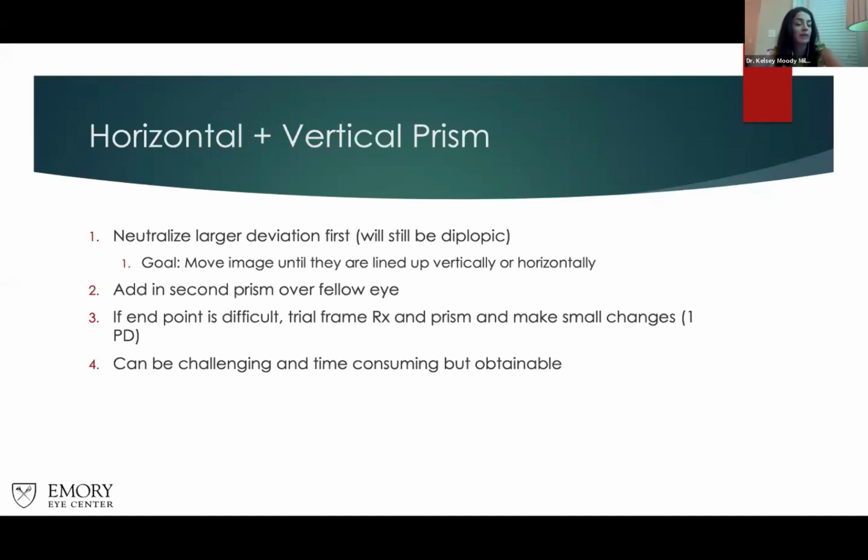Oftentimes you need 2 hands to do this. Or like I said, you can do it in a trial frame. Sometimes that can be easier. This is specifically when you're doing 2 different types of prism at the same time. It can be very time consuming and challenging with variable results, but it is obtainable. You just have to take your time to do this.